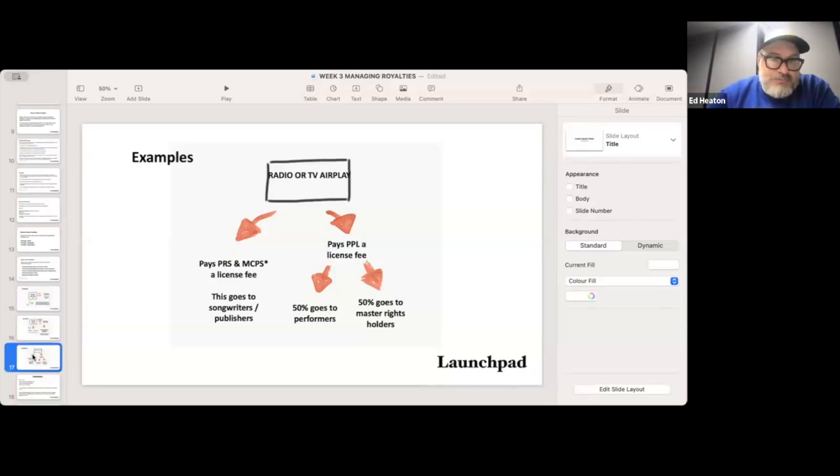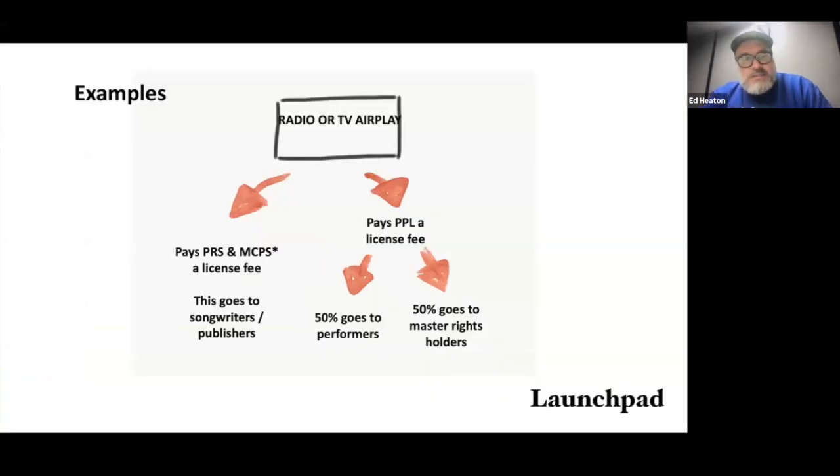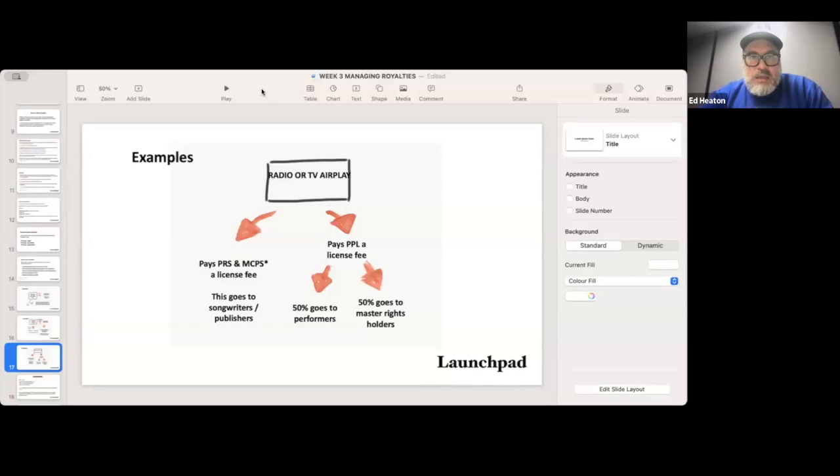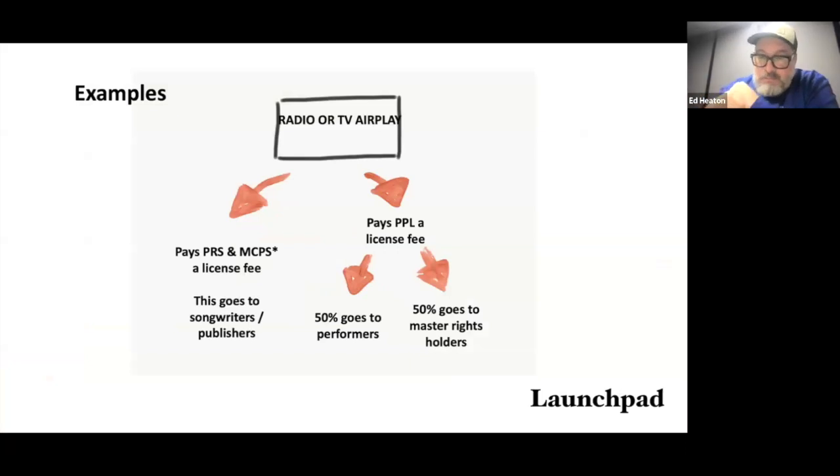Absolutely, it does. So any place anywhere that's public that plays music has to have both a PRS and a PPL license, because your work is getting performed in public if you're the songwriter, and if you're the master rights holder, your music is also getting performed in a public space. So they're both considered performances. So in a cafe, a bar, a restaurant.